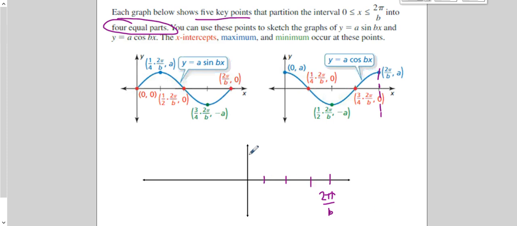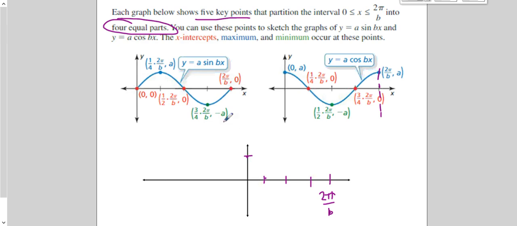If I'm doing cosine, I'm going to start up here and then go top, middle, bottom, middle, top. Draw my curve. Curve it, curve it, curve it. And that's cosine.